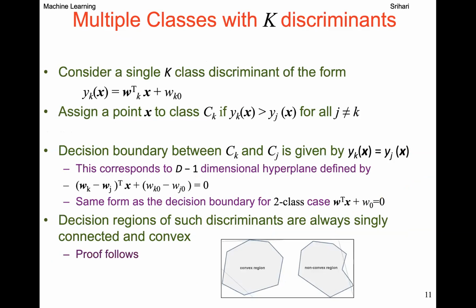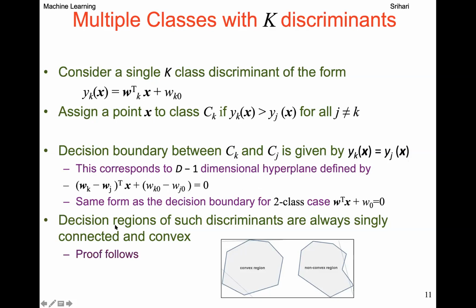One way is to have a K-class discriminant of the form y_k equals w_k transpose x plus w_k0. You calculate the value of y, and you assign a point X to class Ck if yk is greater than yj for all j not equal to k. So you're going to be doing this calculation and comparing the y values for each class. That gives you a unique decision of which one had the highest value. And again, the decision boundary between Ck and Cj is given by this, same thing we just saw.